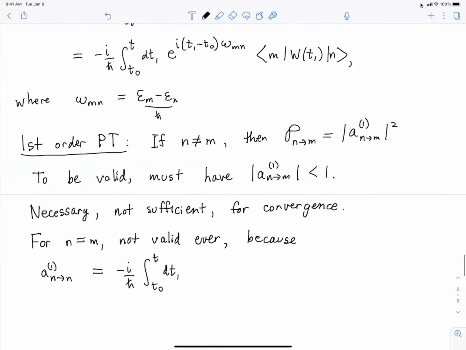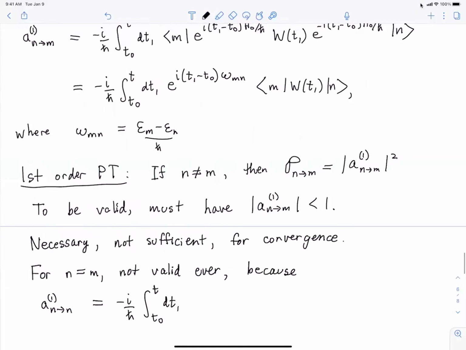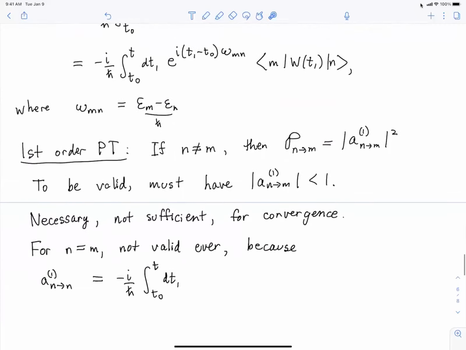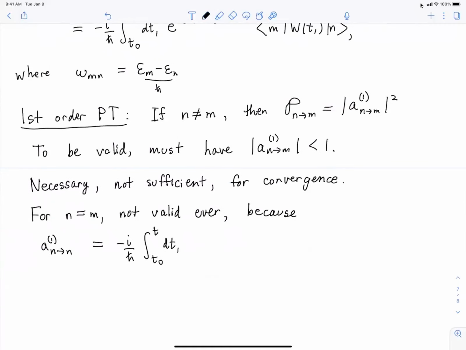Okay, but now let's go back up to here. Now we are plugging in m and n as the same state, which means from here, this factor is 0, which means this whole factor is 1. So I don't have to write that. And so all I have is this part. Okay, so let's write that down. This is m W of t1 n.